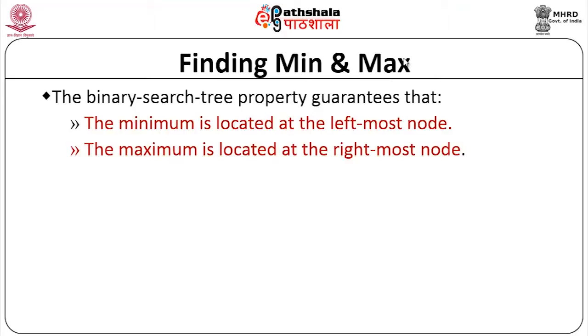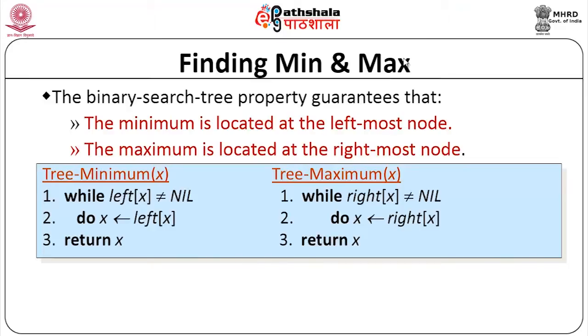Now, let us look at the algorithm. As we already told you, the binary search tree property guarantees that the minimum is always located at the leftmost node. So, you keep traversing from the root left, left, left till there are no left subtrees, then that will be the smallest element. Similarly, the maximum is always located at the rightmost node. So, you keep traversing the tree from the root to the right subtree till there are no more right subtrees for a particular node, then that node is the maximum. So, this is the algorithm for tree minimum and tree maximum.